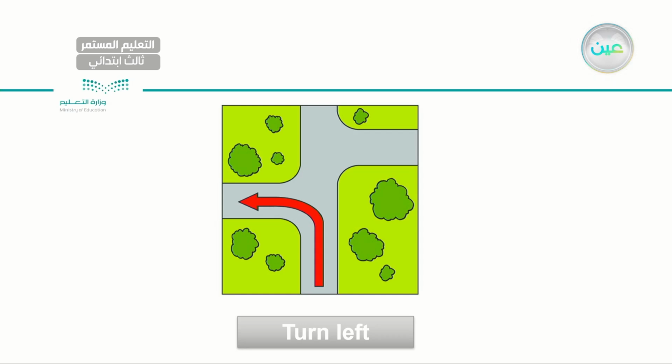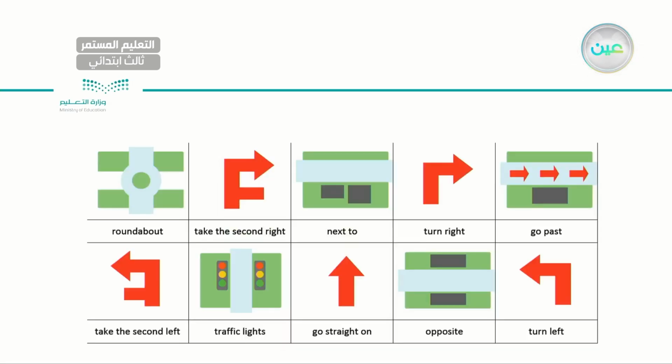Turn left. One more time. Turn left. One last time. Turn left. Very good. So far we took go straight, turn left. Now, let's have different signs. They are not difficult, they are very easy. So let's start taking them one at a time.